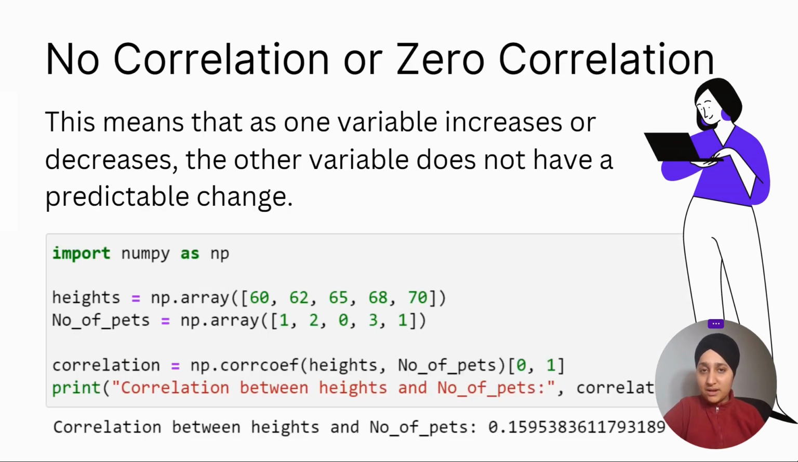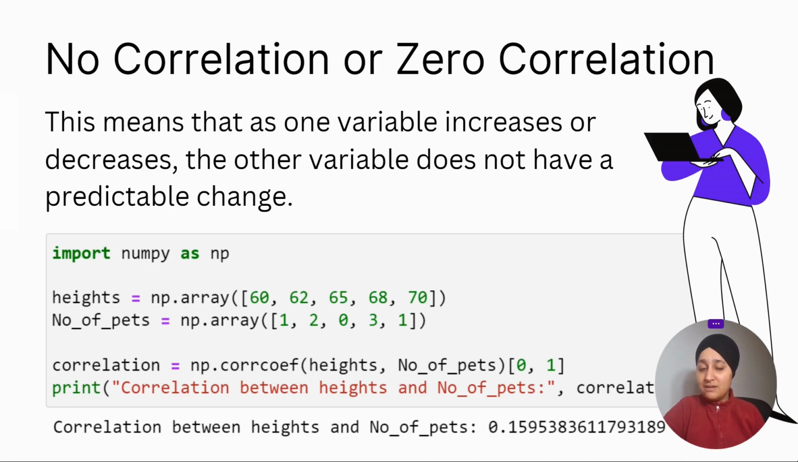So, no correlation or zero correlation. This means that as one variable increases or decreases, the other variable does not have a predictable change. So in this case, heights and number of pets, these two arrays are there. So heights or number of pets, these two are not related to each other. First variable contains heights, second contains number of pets.